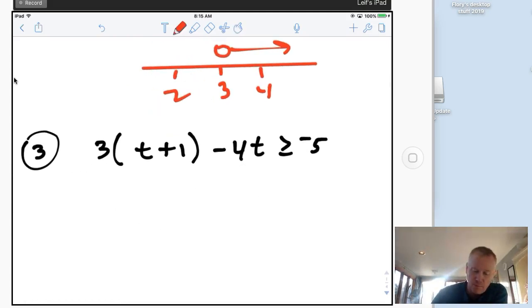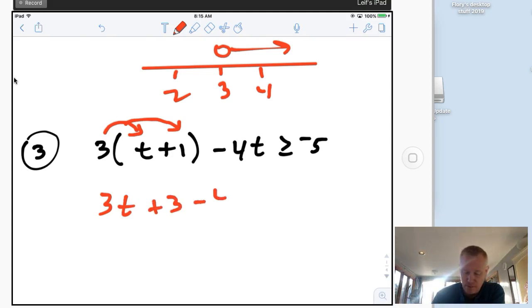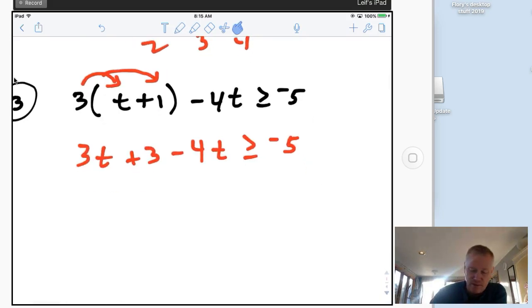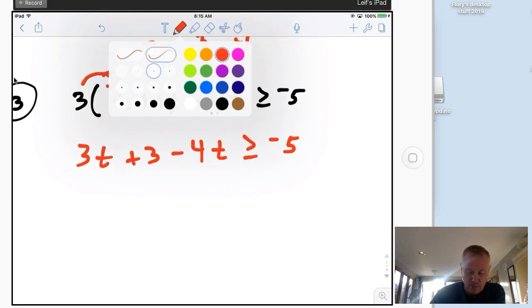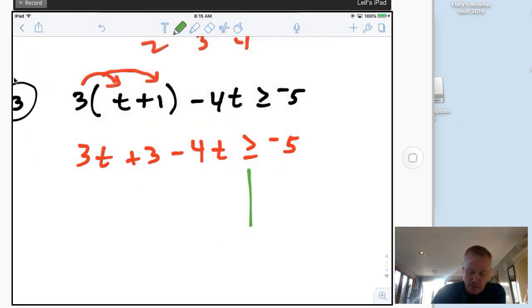All right, this one is a little bit meatier. So I see parentheses and a number outside of it, so I'm going to do the distributive property. 3 times t plus 1 is 3t plus 3 minus 4t. Since this is on the same side of the equal sign, that 3t and the minus 4t, you really can just combine them. So 3t minus 4t is negative 1t, or just negative t, plus 3 is greater than or equal to negative 5.